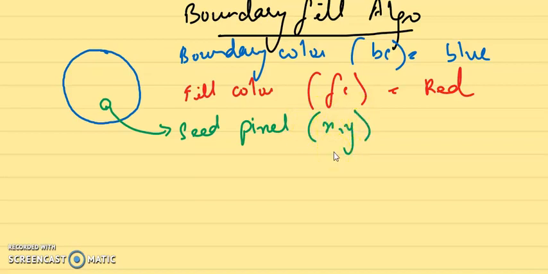Now simple, what am I going to do? I'm going to check for one condition. And what is that condition? Now please listen very carefully. I am going to check the intensity of this particular pixel. Basically, I am going to get the intensity of this particular pixel. So how am I going to get the intensity of this particular pixel? I am going to use a command getpixel(x, y).